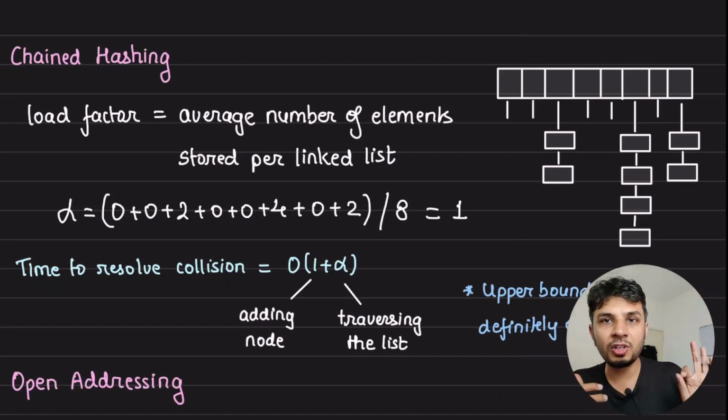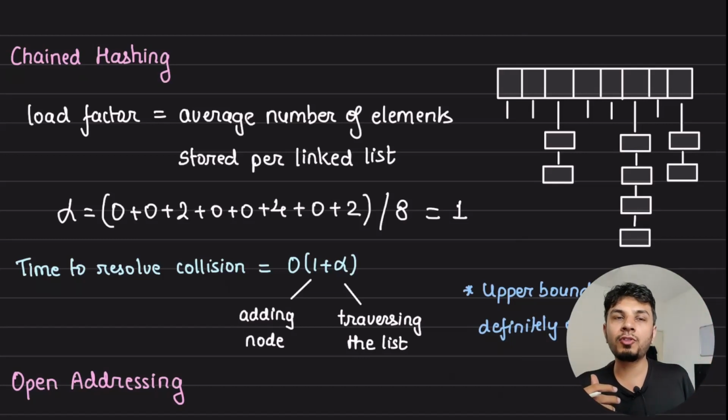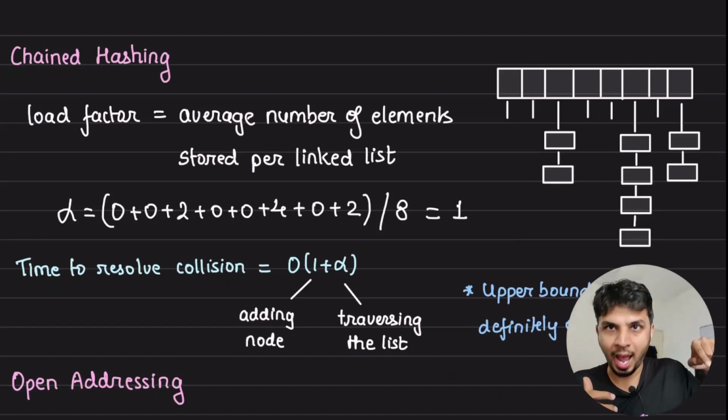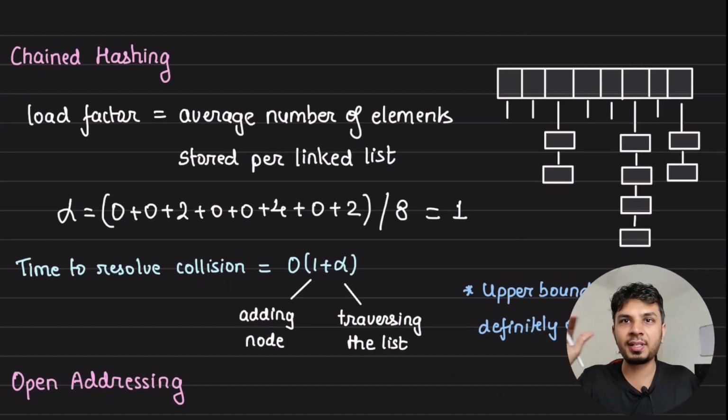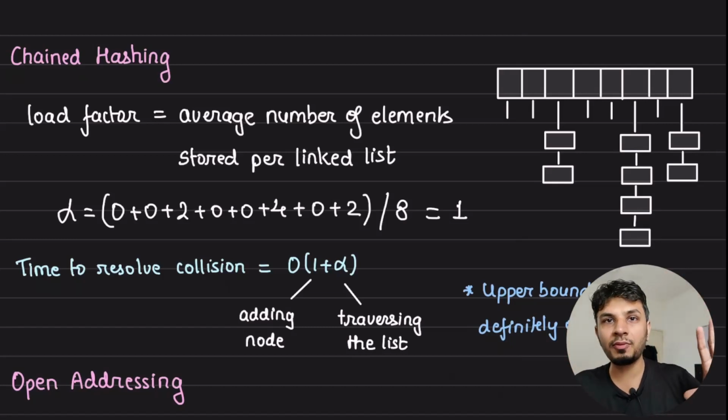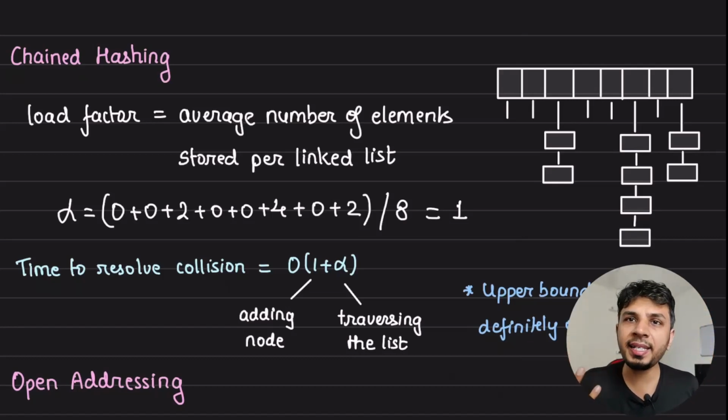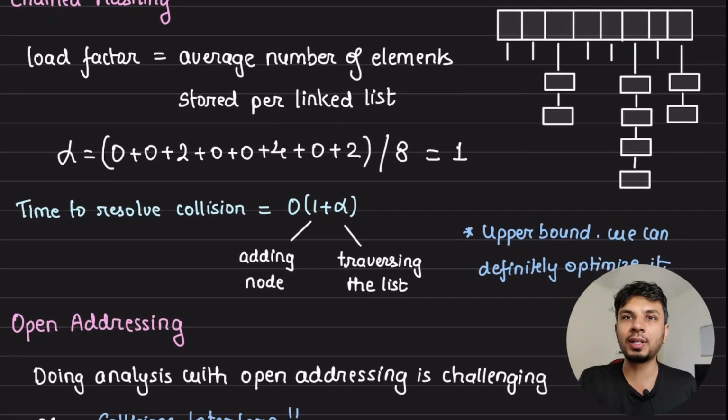So if alpha is the load factor in case of your chained hash table, the time to resolve a conflict would be big O of 1 plus alpha, right? 1 to add the new node and alpha to traverse the list and resolve the conflict. So your overall time to resolve a collision with chained hashing would be order of 1 plus alpha. And that's very straightforward to look at.